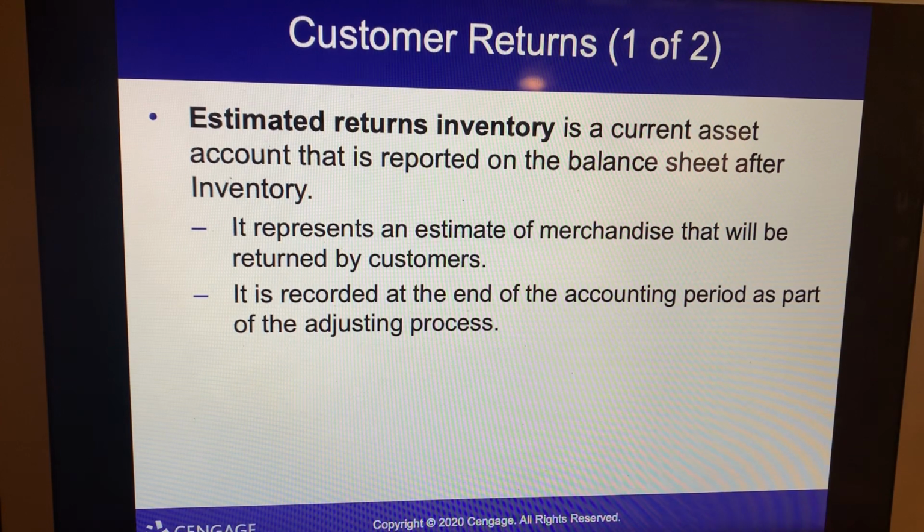Estimated return inventory is a current asset account that is reported on the balance sheet after inventory. It represents an estimate of merchandise that will be returned by customers. It is recorded at the end of the accounting period as part of the adjusting process.